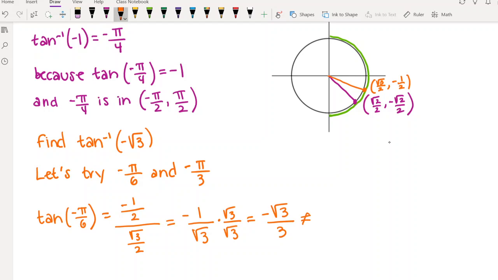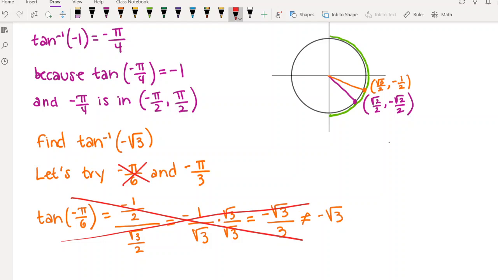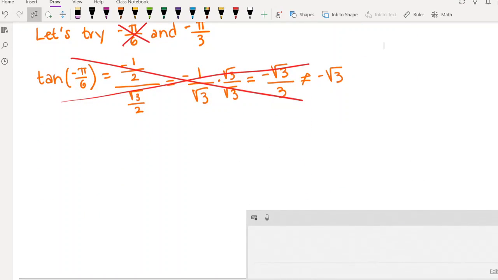And that's not what we're looking for, right? We were looking for just negative root 3 on its own. So that was not the right answer. That did not work. So let's try negative pi over 3 and really hope that that one will work for us.